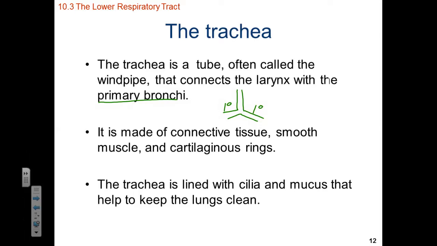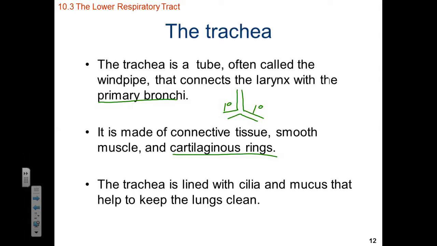There is lots of connective tissue within our trachea. So this connective tissue is going to serve to anchor it in place. We'll also have smooth muscle that can control the width of the trachea. And we have hyaline cartilage rings that help to prop the trachea open, to help keep our windpipe from collapsing.